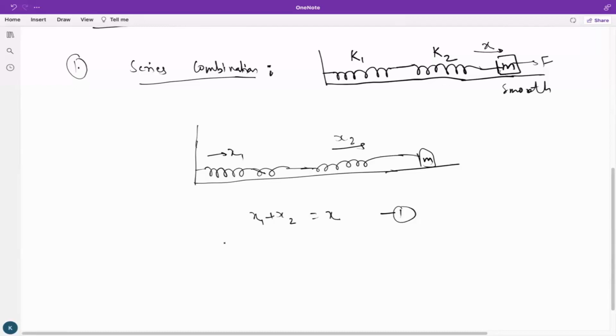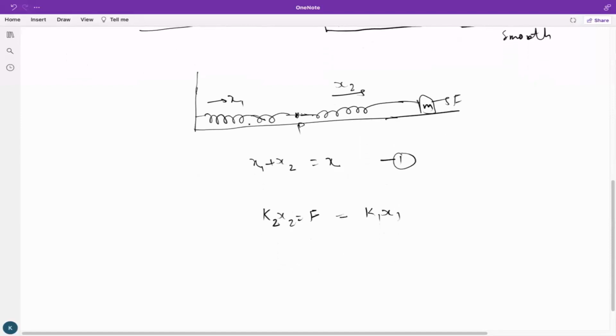Now if I talk about the dynamics, look at this spring and this mass. K2x2 is equal to F. There is a force F acting, and this is equal to K2x2. And this is also equal to K1x1. If we talk about this point, let us say P, there is a force F acting. At this point K1x1 is equal to K2x2, because the force in this spring is equal to the force in the other spring. If I talk about the dynamics, it will be like this.